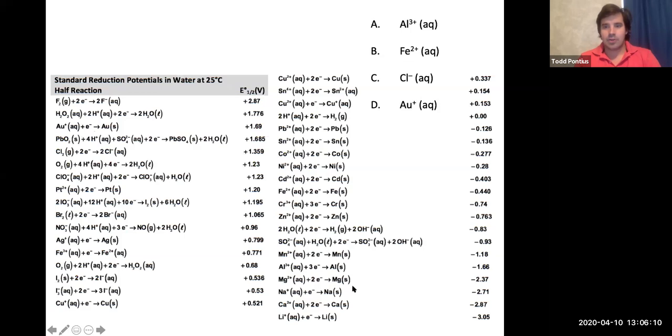So we have our answer choices up here in the top right corner. So take a moment and look, see if you can find these different materials and see if you can predict which one is most easily reduced.